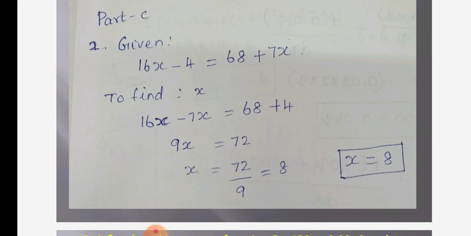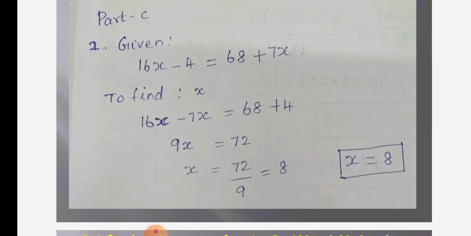Minus 4, when it is on the left hand side of the equation equal to symbol, when it goes to the right hand side of the equal to symbol, it takes up plus 4 form. It becomes plus, minus 4 will become plus 4. 16x minus 7x, you get the value 9x. 9x is equal to 68 plus 4, you get 72.